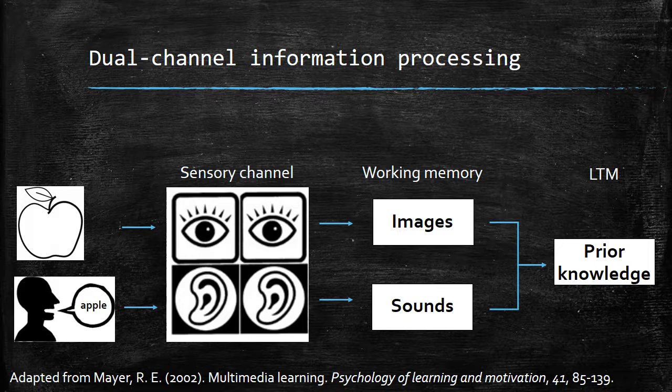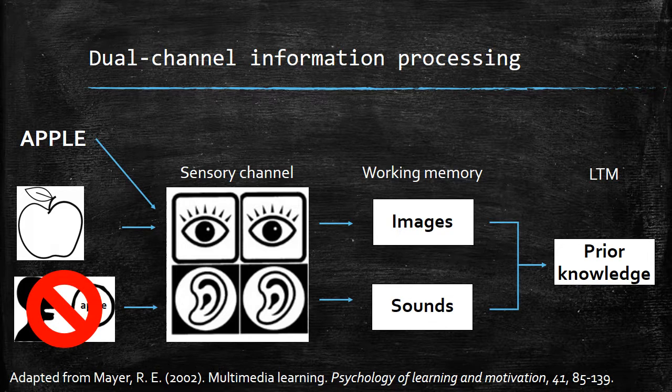Here we can see the instructor is saying the word apple over on the bottom left, and a picture of an apple is also presented. You can see here on the top left. The stimuli can both be processed at the same time, which takes advantage of these dual channels.